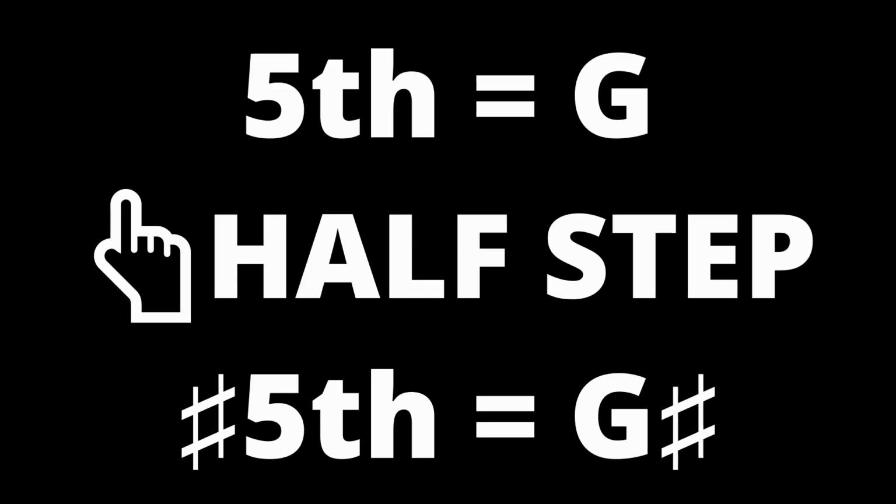Let's clarify this with an example. The C major scale has the following notes: C, D, E, F, G, A and B. To create a C major chord, we take the first, third and 5th, which gives us C, E and G. If we take the 5th note G and raise it by a half step, we get G sharp. C augmented therefore has the notes C, E and G sharp.